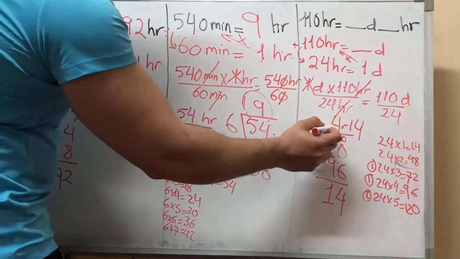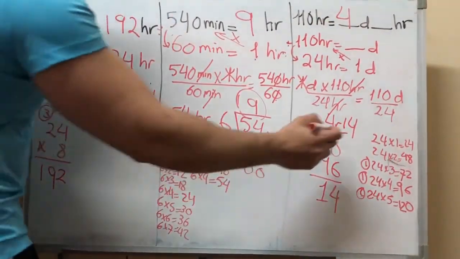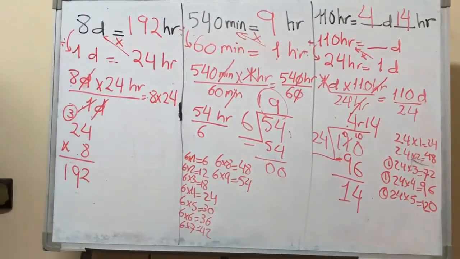Okay, so the quotient is 4. The 4 represents the days, so I have 4 days. And the remainder 14, that's the hours. So I have 4 days and 14 hours.